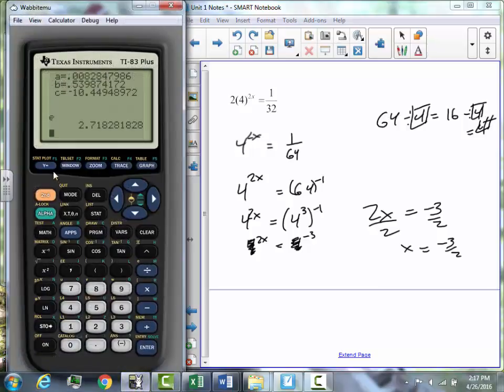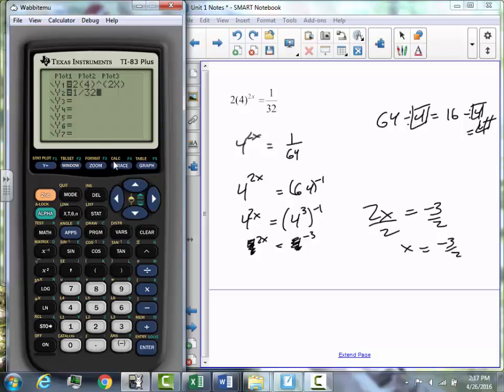What we could do is go to our y equals screen and clear everything out. And for y1, we're going to type in the first half of the equation, which would be 2, then a bracket, then a 4, close the bracket, all to the power of, and then because my calculator doesn't do the little shift up thing, I'm going to put this exponent of 2x in brackets. And then for the second y, I'm going to put in 1 over 32. And we're going to graph this.